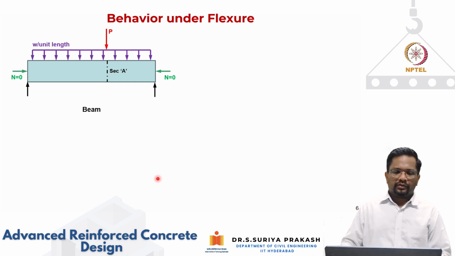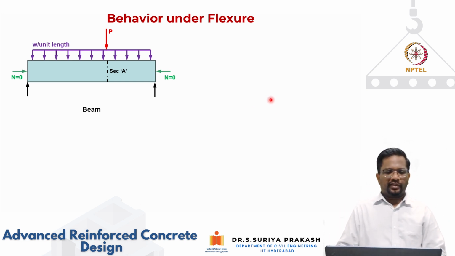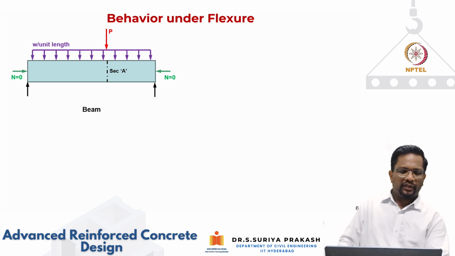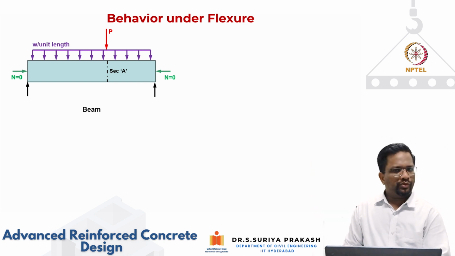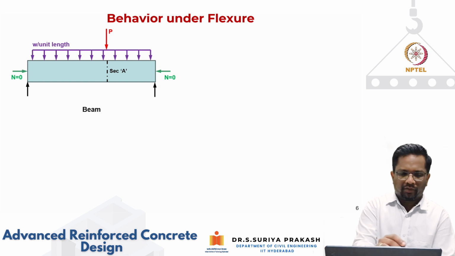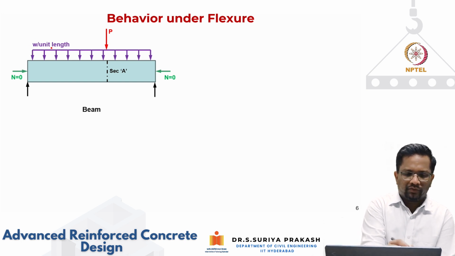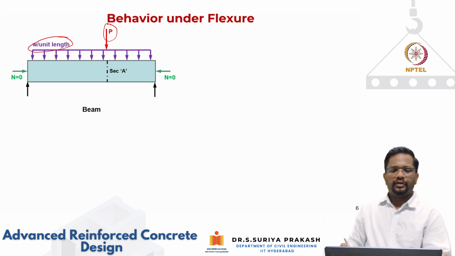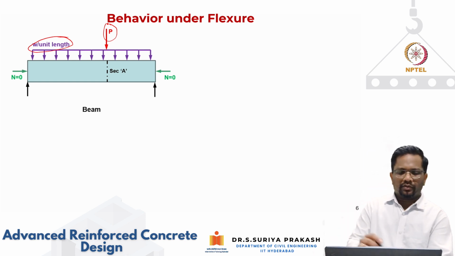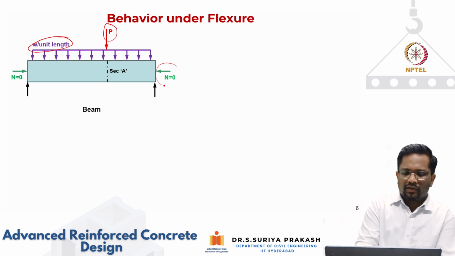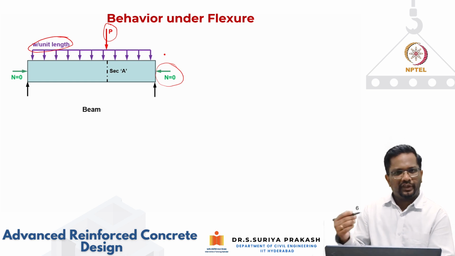So let's look at this example here. What we are seeing here is a beam that is subjected to some uniformly distributed load, like the one that we are seeing here. It is subjected to some load which is W per unit length. In addition to that, you also have this point load, which is P. And one thing to note here is that N represents the axial load.